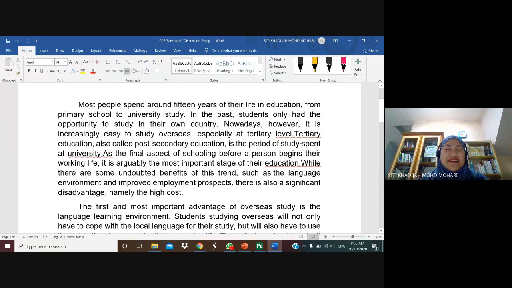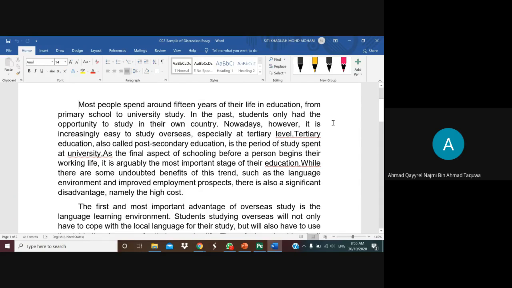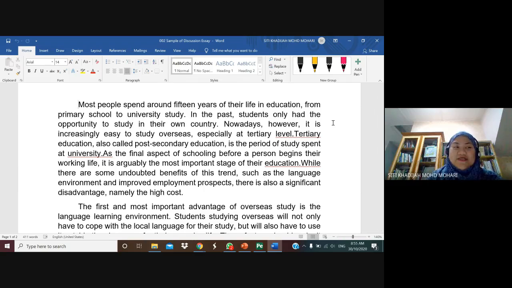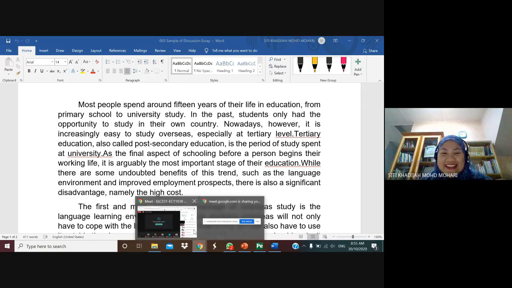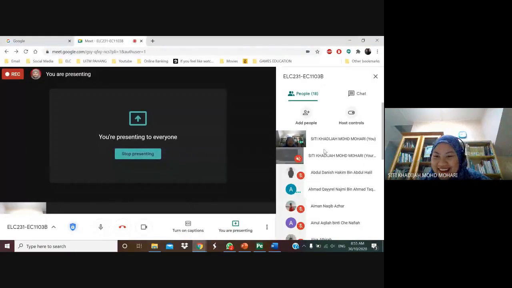So where do you find a thesis statement? At the first body paragraph. First body paragraph for thesis statement, I guess. All right. Thank you, Khairul. That is incorrect. Sorry, Aiman. I'm so sorry. Oh, it's okay.